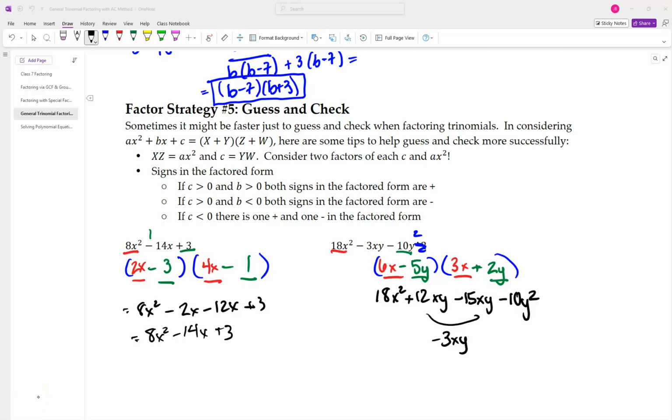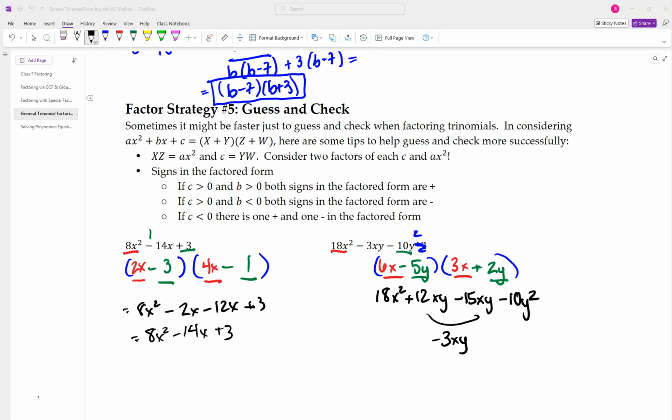So you didn't see what happened off video, but it took me a moment to figure out what goes in these blanks. I kind of knew that the 10y squared had to be 5y and 2y, but for the 18x squared, I tried 2x and 9x. I tried 1 and 18, right? And you have to try different ways to arrange them. So it could take you a little bit to figure it out.